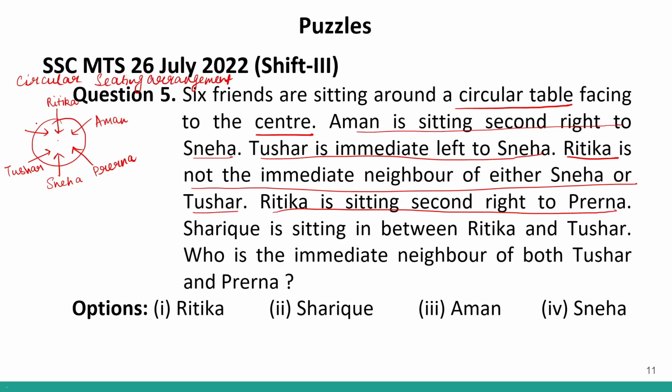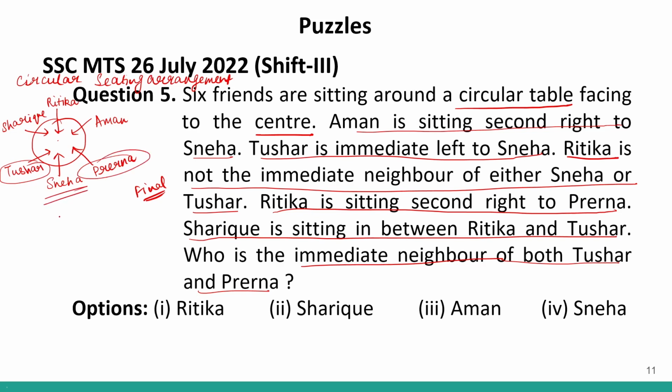Ritika is sitting second to the right of Prerna. So we have only one empty position. Sharik is sitting between Ritika and Tushar. So over here we will have Sharik. So this will be my final arrangement. The question asks who is the immediate neighbor of both Tushar and Prerna. So the immediate neighbor of both Tushar and Prerna will be Sneha. My answer will be option number 4, Sneha. Clear?